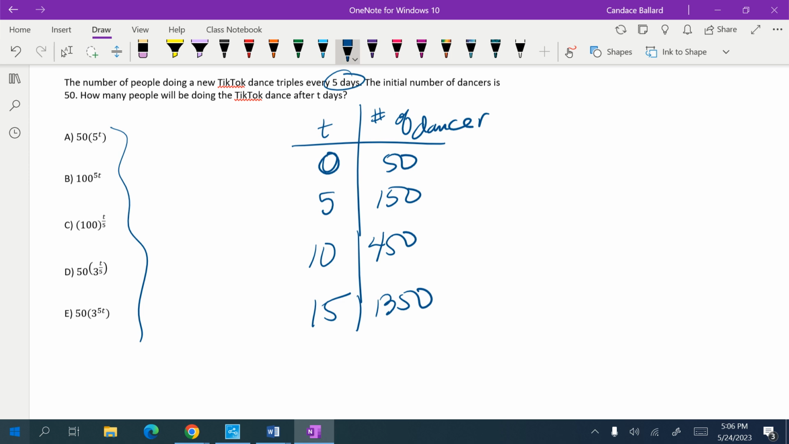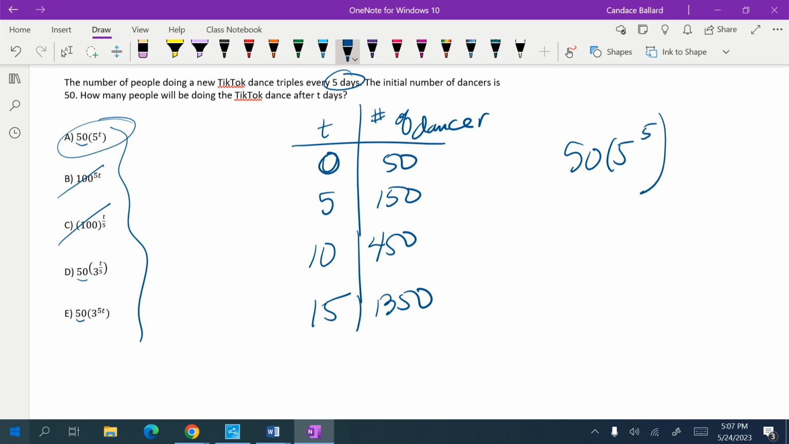The first ones I would probably eliminate: typically in an exponential equation we have something about an initial condition, and that usually goes out in front. So these two, because they don't have the right initial condition, they don't have the 50, are probably not correct. So let's try seeing what happens when I put in maybe a 5 into this one here. So I'd have 50 times 5 to the 5th.